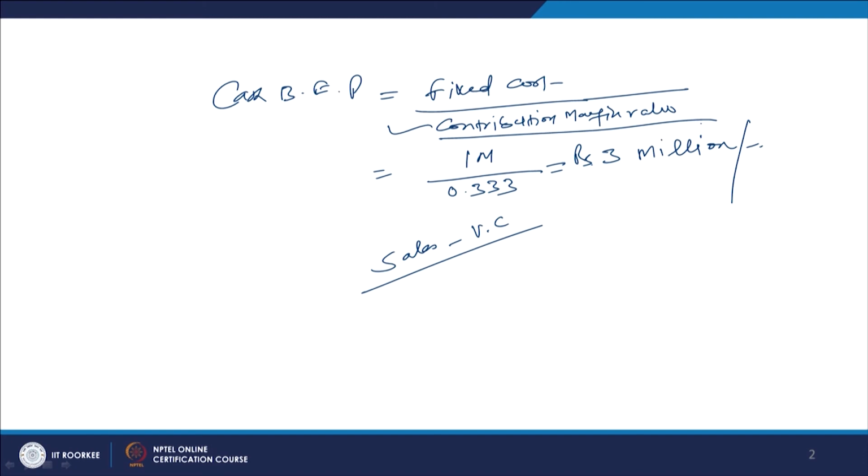and then to arrive at the profit, from this contribution what do you have to subtract? You have to subtract the fixed cost. So, contribution minus fixed cost becomes the profit, but to arrive at the profit you have to first meet the fixed cost. So, accounting break even point is the fixed cost plus depreciation divided by the contribution margin ratio, and in case of the cash break even point, only the fixed cost of 1 million, the fixed cost which we are going to pay in cash.